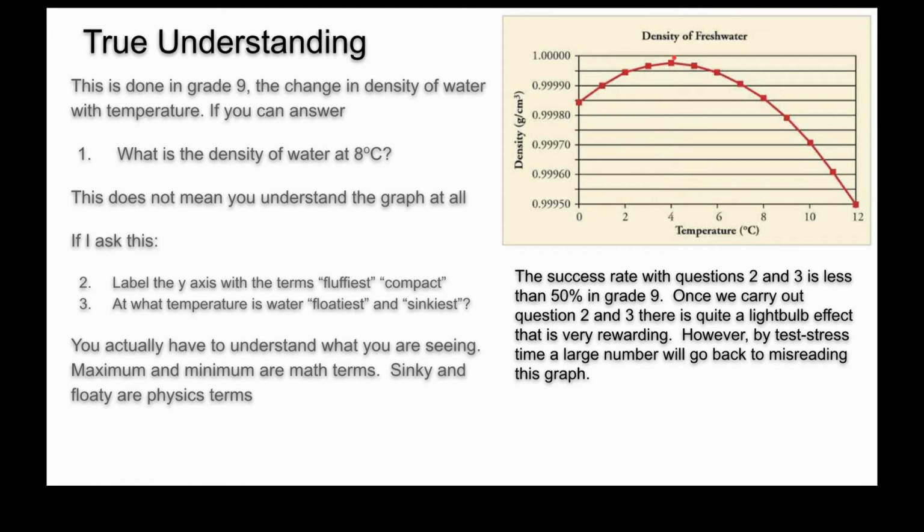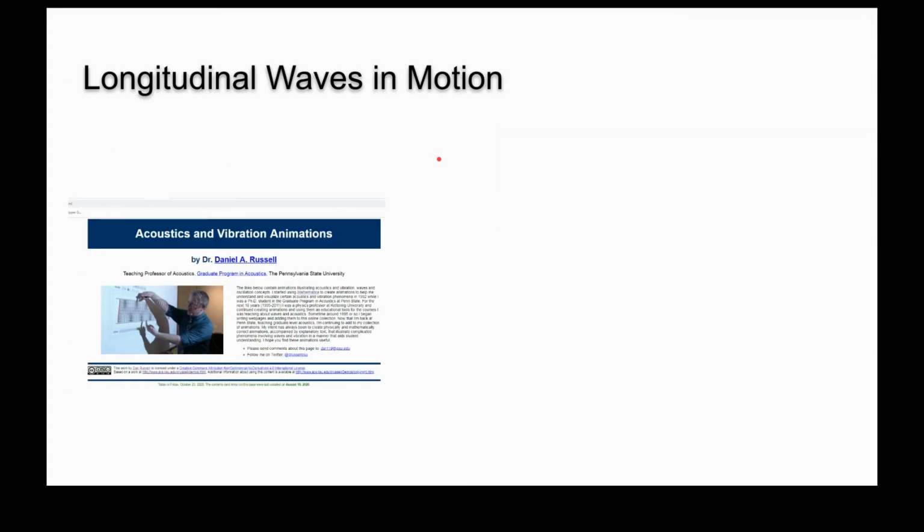And after that, water starts to fluff up again, and its fluffiest temperature seems to be the hotter you get it, which makes sense. You fill a coffee cup full of cold coffee right to the rim, you put it in the microwave, hit the button, and you find the coffee has spilled out. Question 1 does not check whether you understand the graph. Question 2 and 3 are really important if you want to be doing physics. You must understand what the graph is showing you, not just the ability to read off numbers.